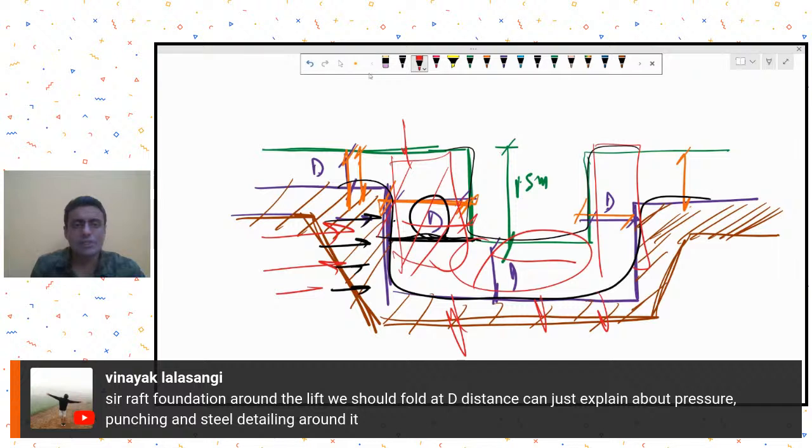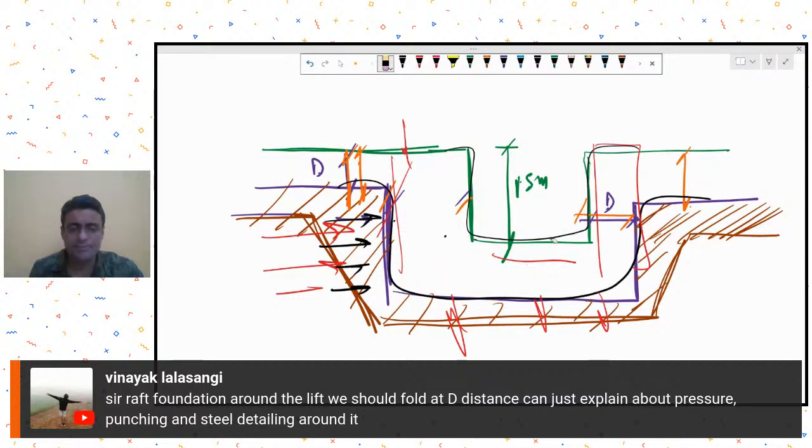But in most of the cases, if you have provided the same fold in raft all around, I don't see it being a problem as such. Okay, and such small folds, 1.5 to 2 meters, they don't matter much. It's okay to give a fold like this, it will not be a problem.